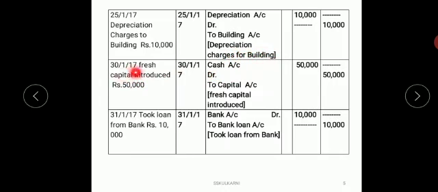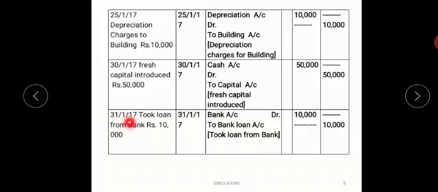Next, on 30th, I have fresh capital introduced. Now cash is again introduced, additional cash is being introduced in the business. So asset is coming in the business, so cash account is debited 50,000 to capital account because this is additional capital introduced during the year, that is 50,000. So cash account is debited to capital 50,000. Fresh capital introduced is my narration.